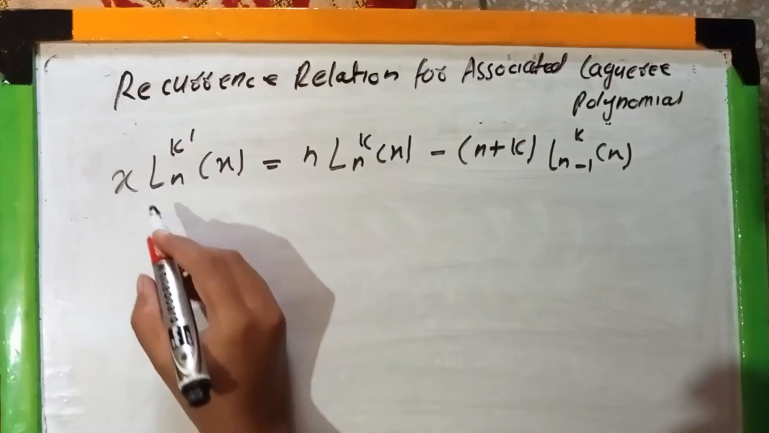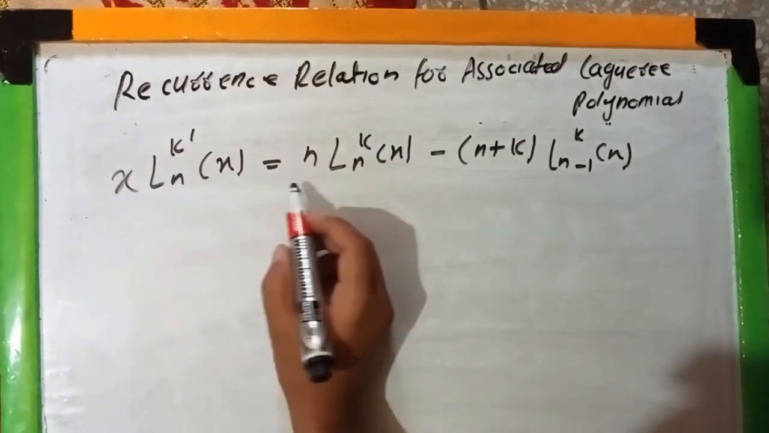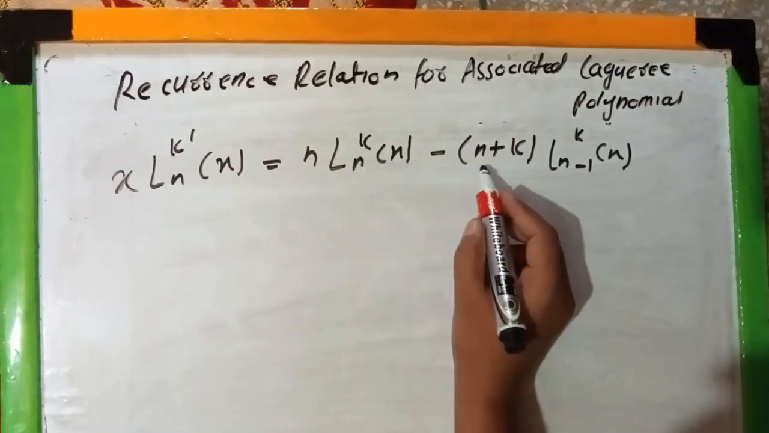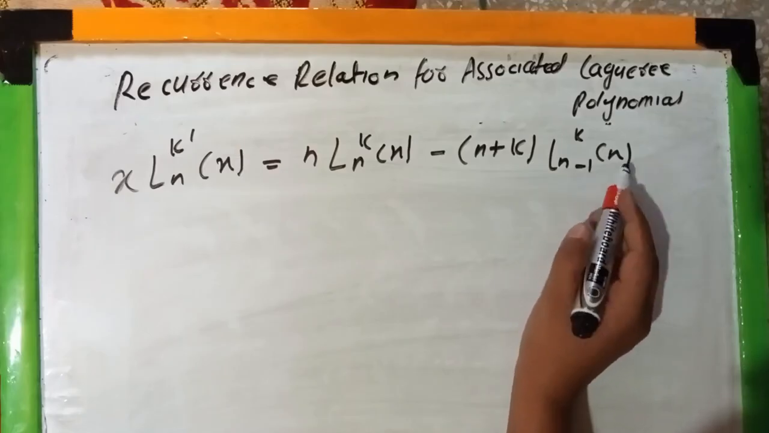Another recurrence relation is x times the derivative of L_n^k of x is equal to n L_n^k of x minus n plus k L_{n-1}^k of x.